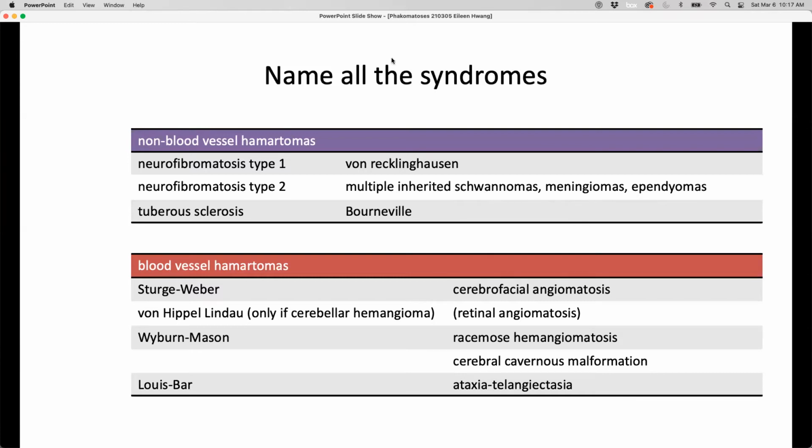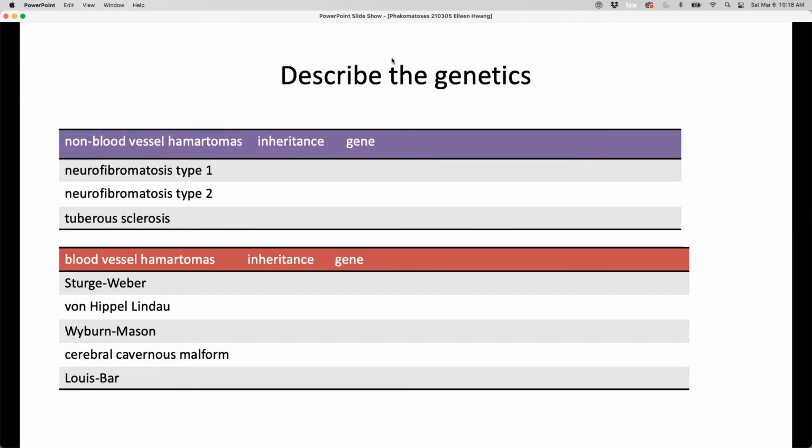Okay, great job. All right, so let's describe the genetics. What's the inheritance of all these non-blood vessel hamartomas? It's autosomal dominant, and the gene is NF1 on chromosome 17. I have a mnemonic for that. It's because von Recklinghausen has 17 letters.